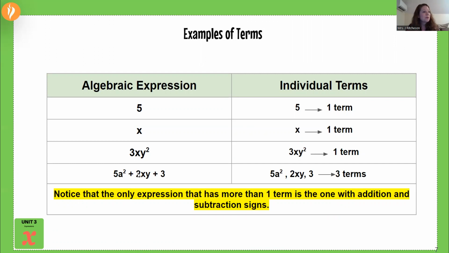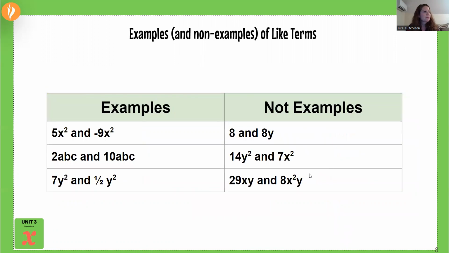And right here we have 3 terms. This expression is made out of 3 terms. 5a squared, positive 2xy is the second term, and the third term is positive 3. These are all individual terms. All right, so these are examples of like terms. So what makes terms either like each other or unlike? They're not like terms.